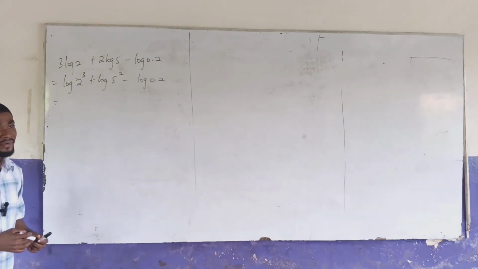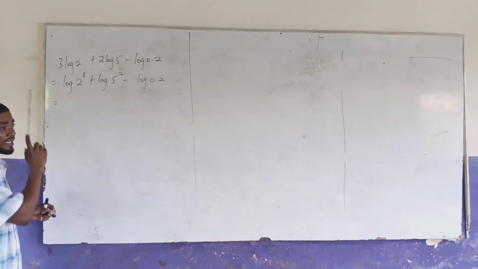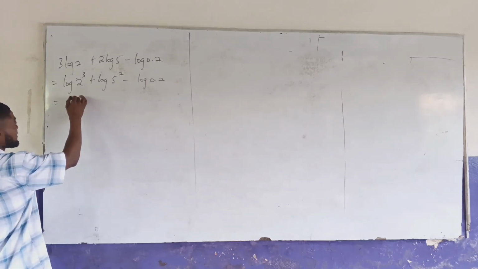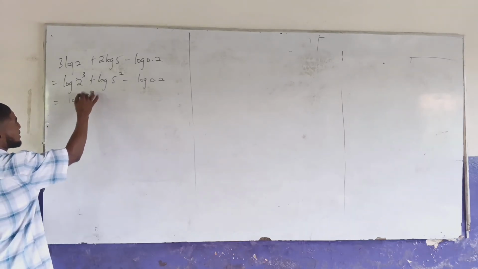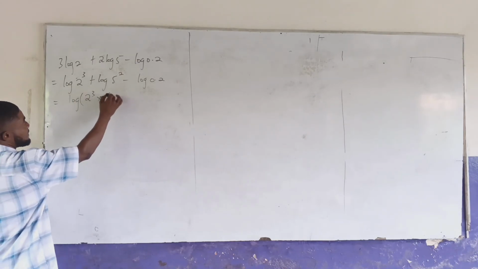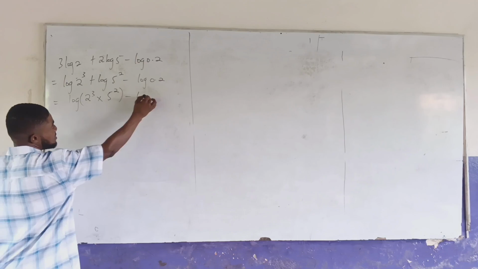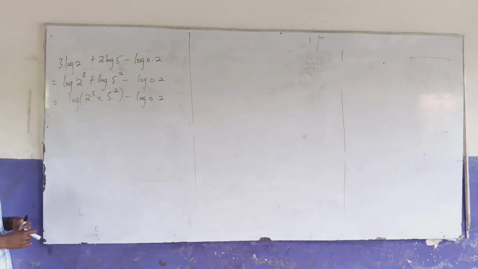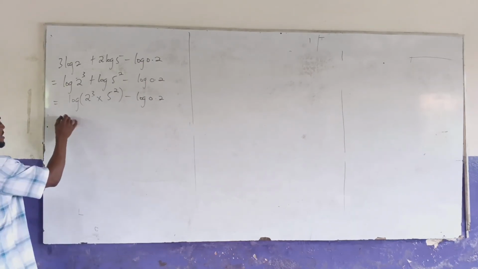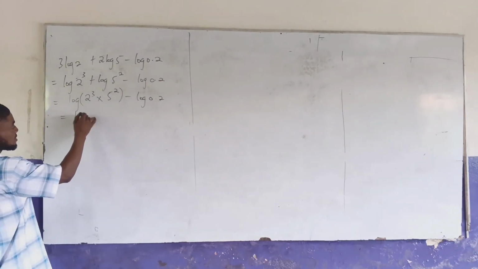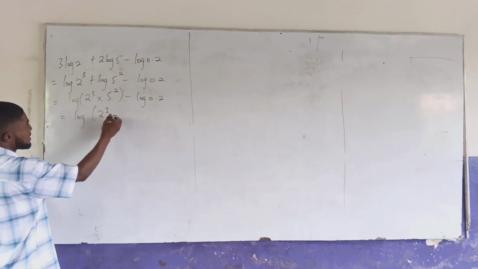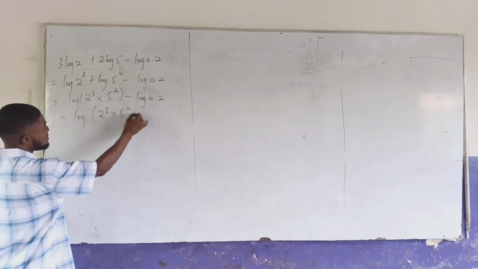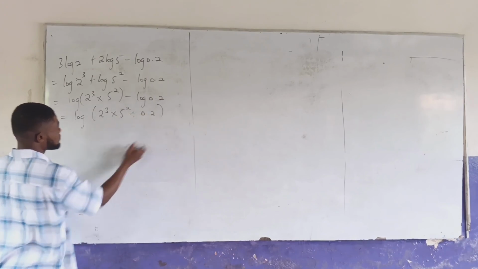When we have logarithm and we are adding, we can multiply the numbers. So log 2 exponent 3 by 5 exponent 2 minus log 0.2. And then we know that the minus has to do with division. And so this can also be written as log 2 exponent 3 times 5 exponent 2 divided by 0.2.